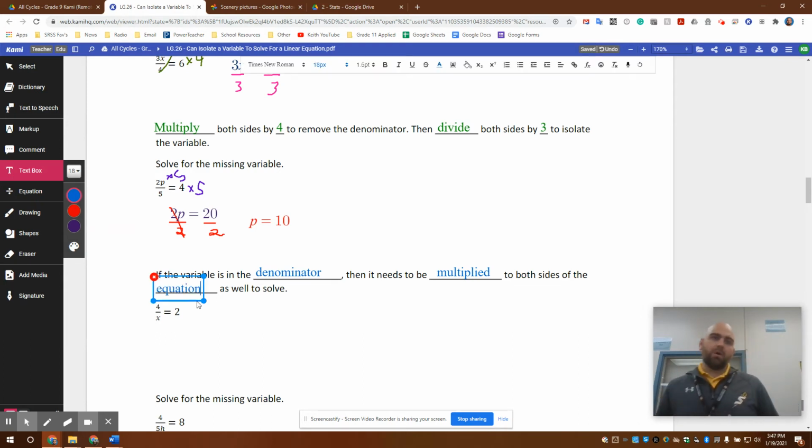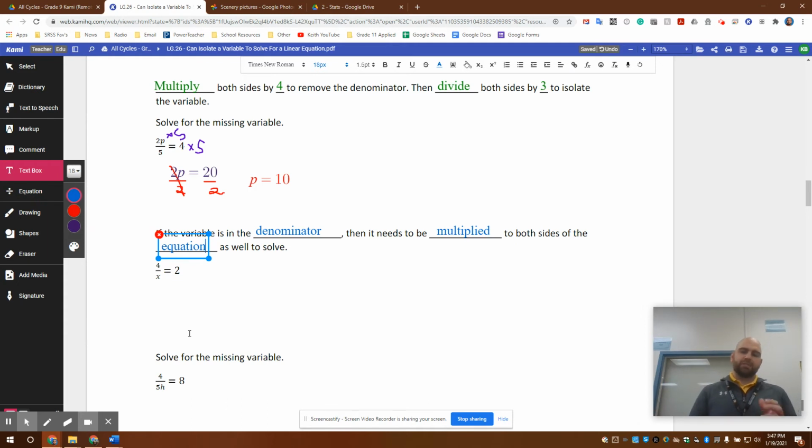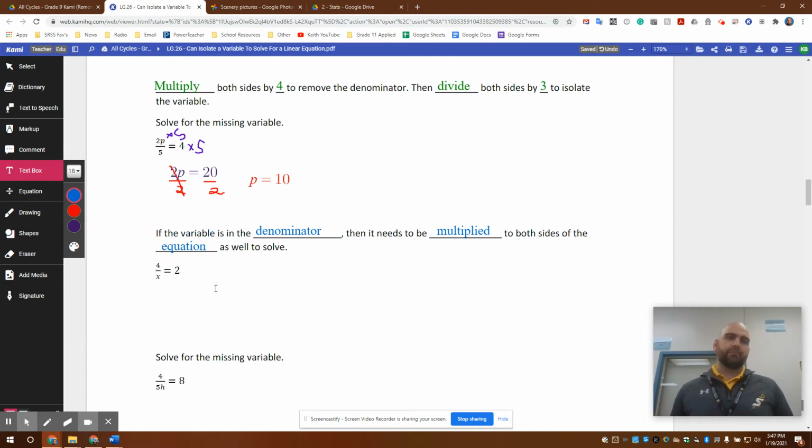And so we need to now multiply that variable to both sides of the equation so that we get rid of the denominator. Again, the key is to get rid of the denominator every single time. Okay? That's our goal, get rid of the denominator every single time.